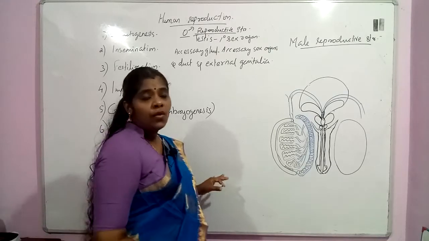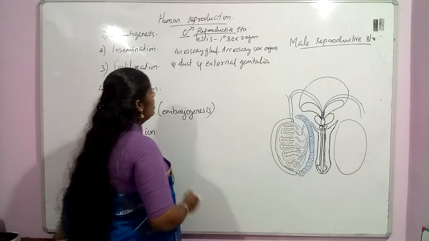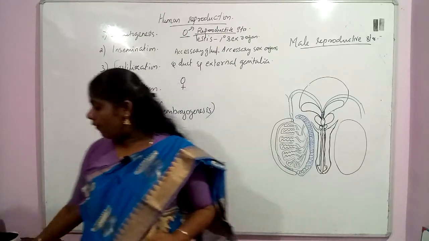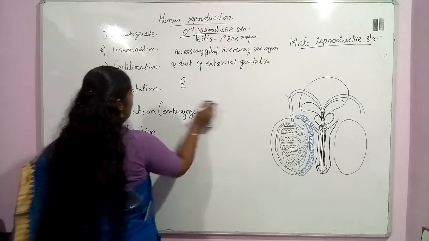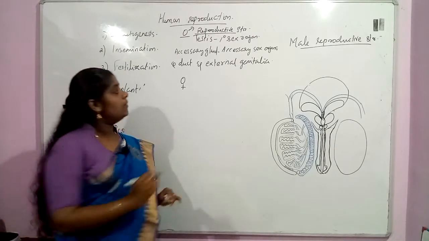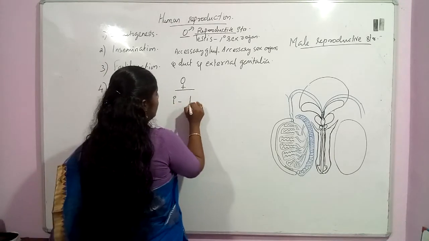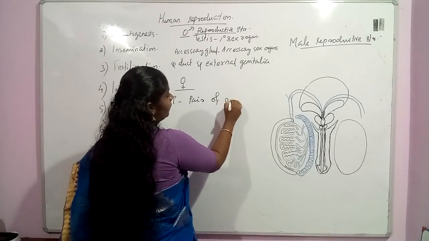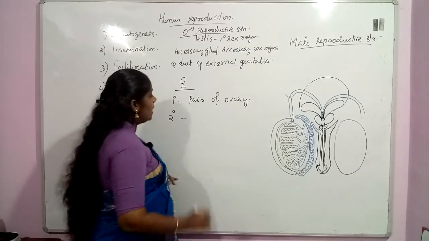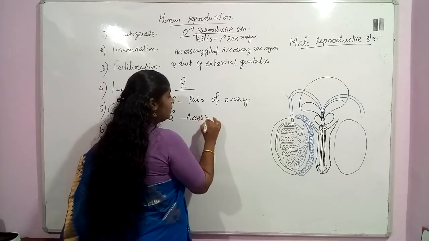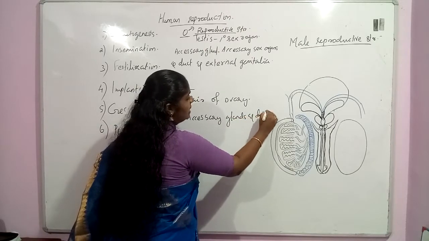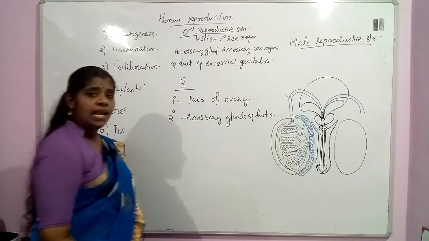In the female reproductive structure, the primary sex organ is a pair of ovaries, just as the male has a pair of testes. The secondary sex organs, or accessory sex organs, include the accessory glands and ducts.